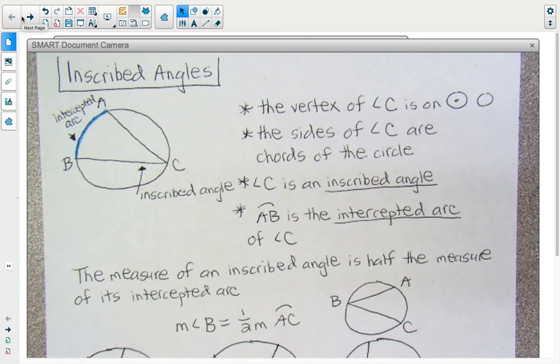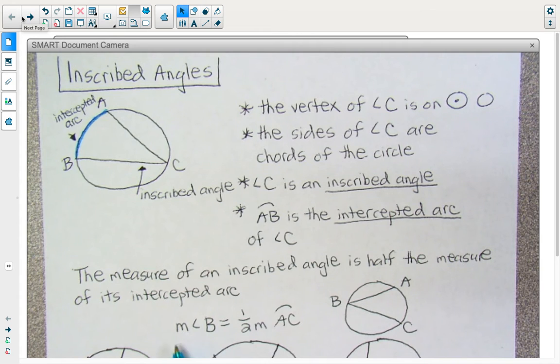So a theorem that's formed based off of that says that the measure of an inscribed angle is half the measure of its intercepted arc. So we're going to be using this quite a bit today. The measure of an inscribed angle is half the measure of its intercepted arc.